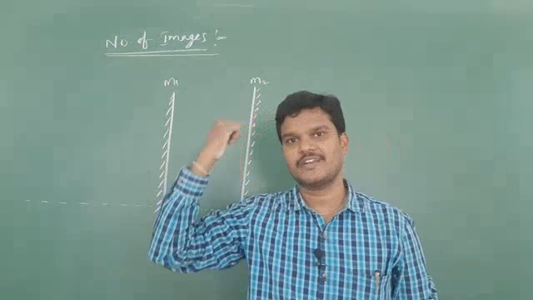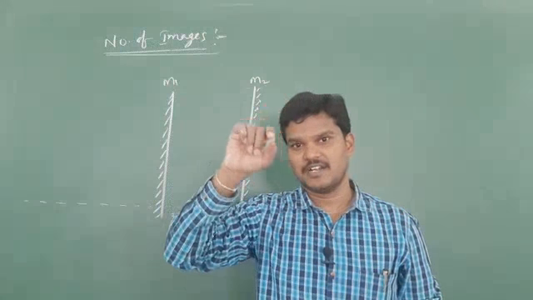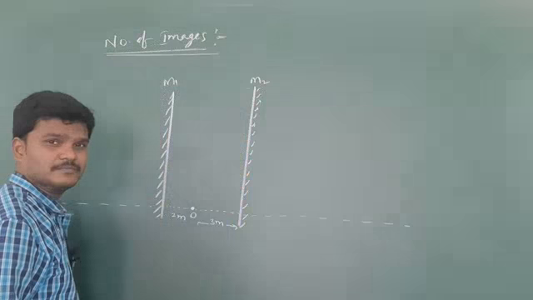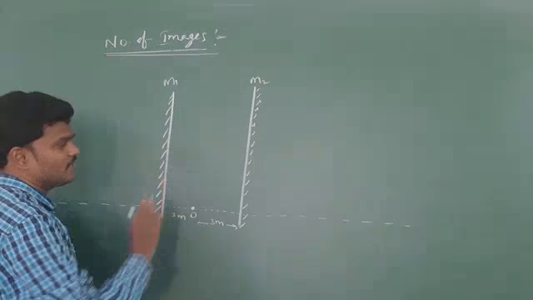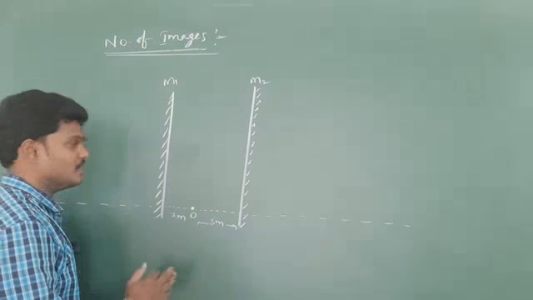If we comb with the right hand, how many images do you see of the right hand in the mirror? How many images will you see if you comb your hair with the left hand? 2 images, 3 images, there are different varieties of questions, and I will discuss those also. Before that, here the number of images is infinity. If two plane mirrors are parallel to each other, the number of images is infinity.